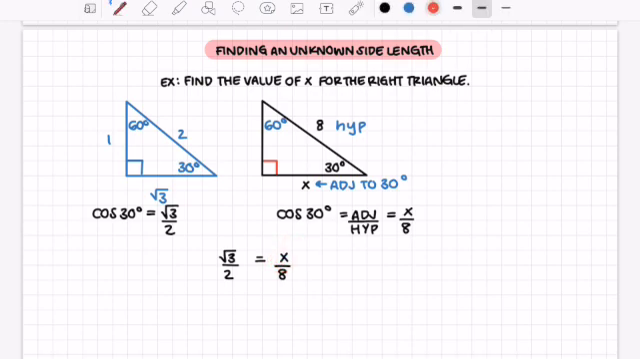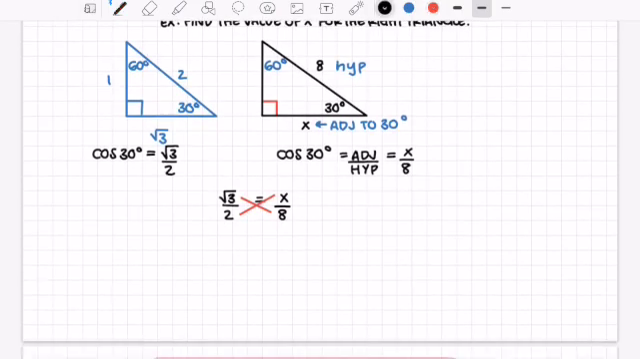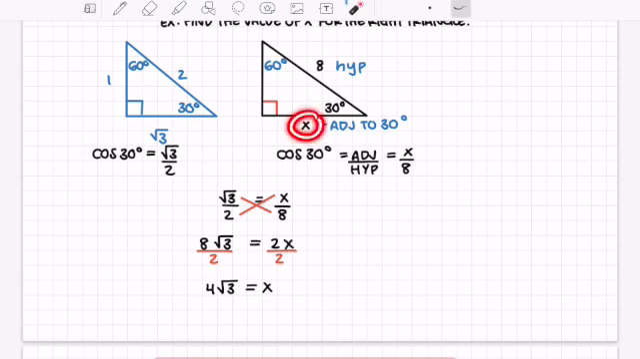I could do this by cross multiplying first. So I'll multiply x times 2. I'll multiply 8 times square root of 3. And I get 8 times square root of 3 equals 2x. And then from there, I'm just going to divide 2 to both sides. That's going to leave me with 4 square root of 3 equaling x. And that would be how I find my x value. So the x value would be 4 square root of 3. That would be my final answer. Done.